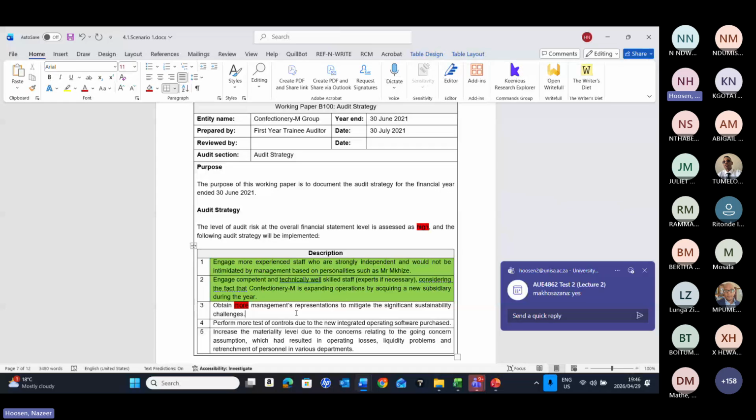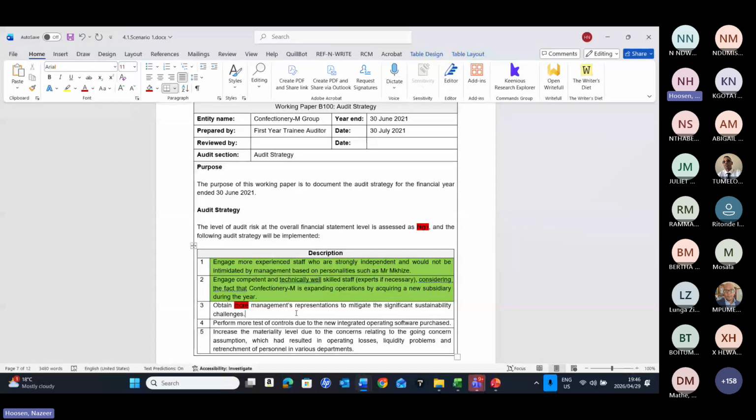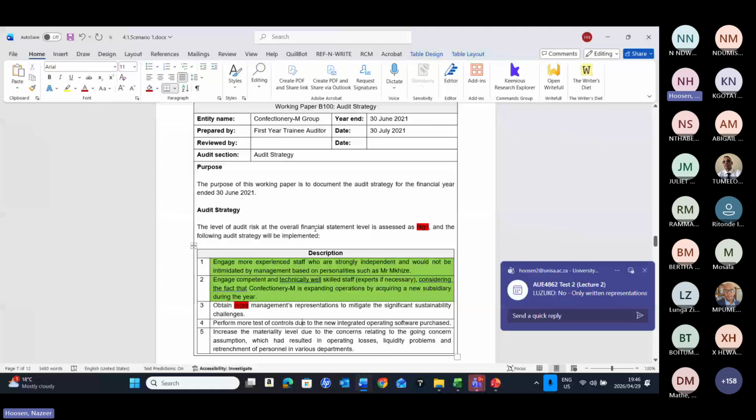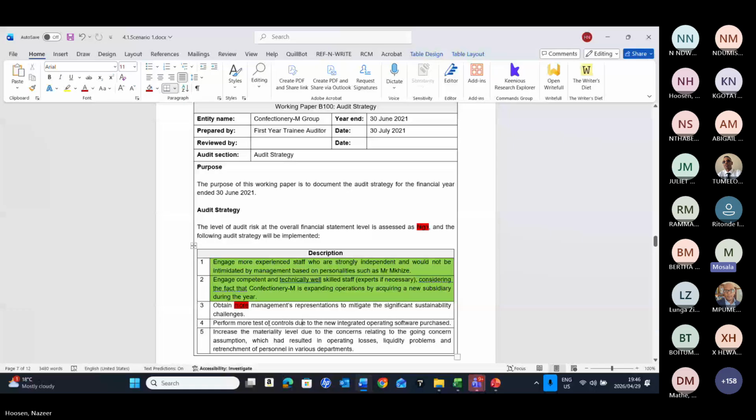Perform more tests of controls. Remember something, the audit risk assessed at the overall financial statement level is high, and the following audit strategies will be implemented. Perform more tests of controls due to the new integrated operating software. Because we have new operating software, we're going to perform more tests of controls? I would say perform it throughout the year, maybe at the interim and also at the year-end audit. Okay, we'll park that for now.